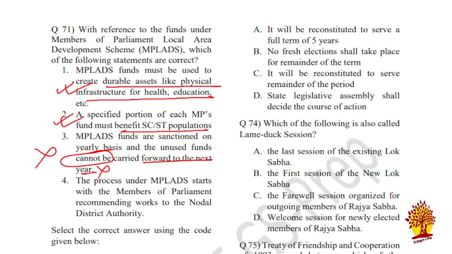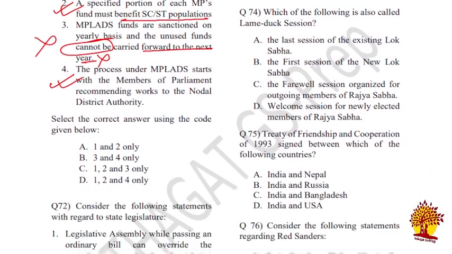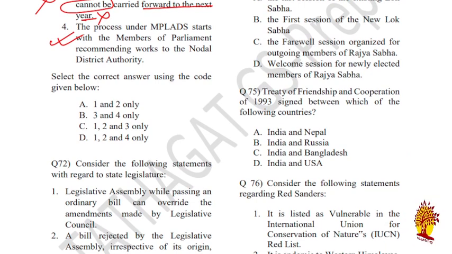Fourth one, the process of MP Lord start with the Member of Parliament recommending the work to a nodal district agency is the right answer. Now only MP will recommend and IAS officer, Commissioner, Nodal Agency of District Authority will implement the scheme, implement the work. Here MP Lord scheme introduced in 1993. Okay, 1993. It is a central sector scheme.